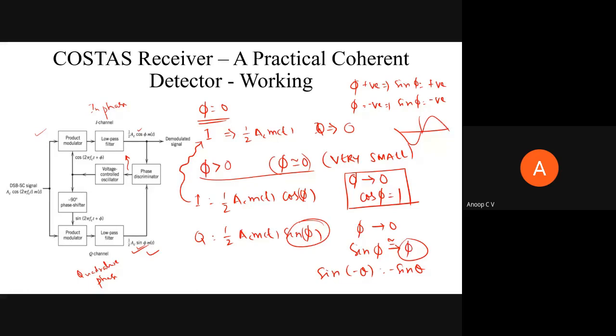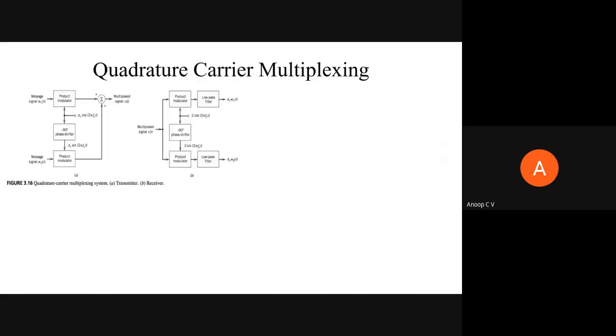What we have seen, that block diagram itself is what is complicated. So that is the price which you have to pay for saving power, right? Okay, but that is a Costas receiver. Now we'll move on to quadrature carrier multiplexing.